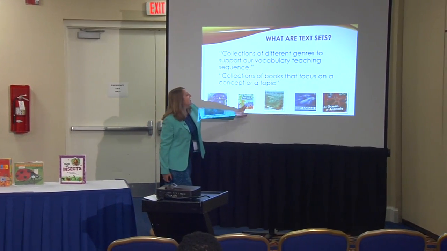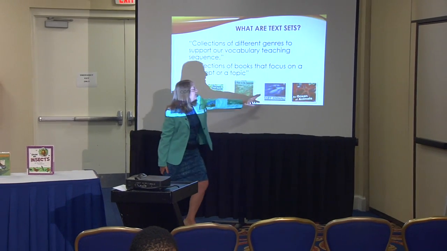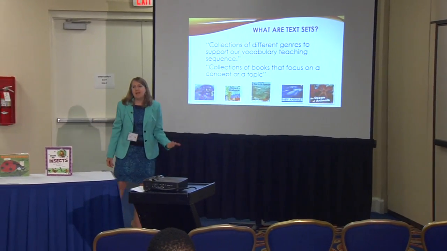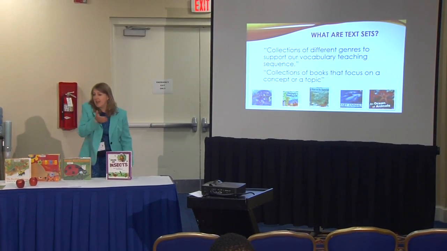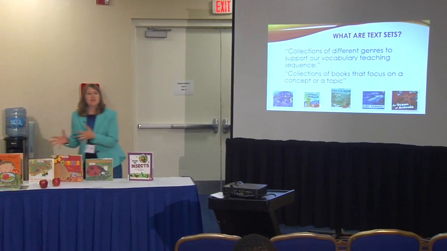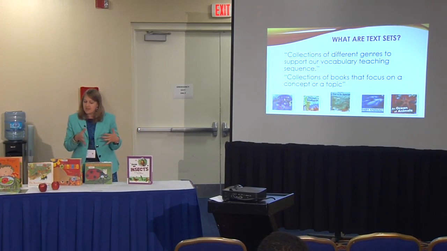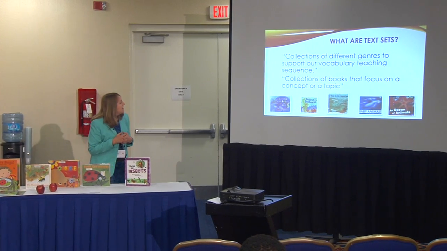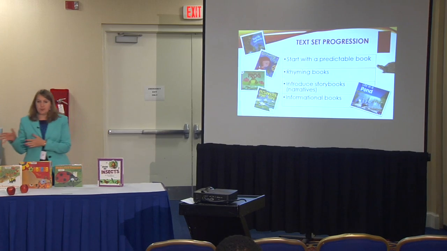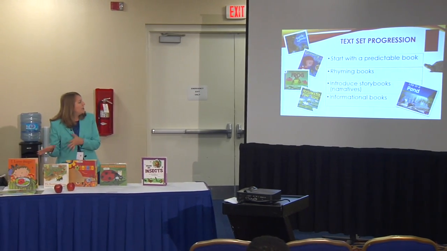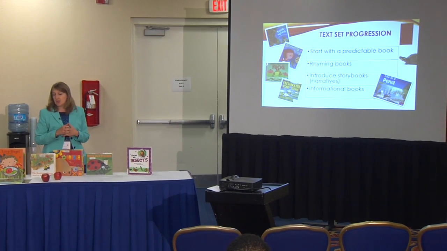And then The Secret Seahorse, A Visit to the Aquarium. These are narrative books. And then you get into your informational books, Baby Animals, Ocean Animals. So you're gradually scaffolding to help kids gain the concepts and the vocabulary. It's like a natural, built-in type of scaffolding. So you start with a predictable book, like I said, more of a rhyming book, introduce the storybooks and narratives, and then you build them up to informational books.